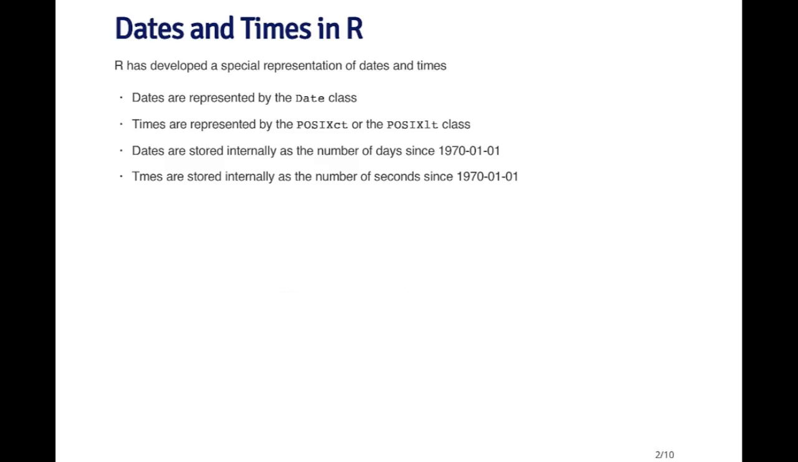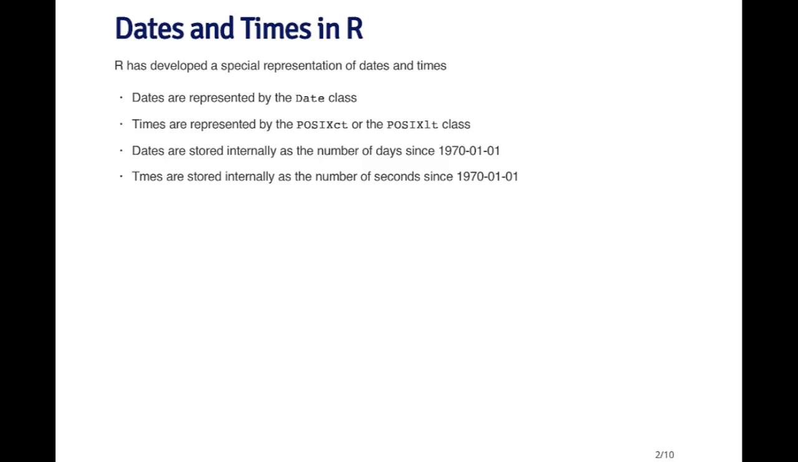So R has a special way to represent dates and times, and they're represented using special data classes. In the past, we've talked about different data types like lists and character vectors and numeric vectors, and this is just another type of data on top of those kinds of classes. So dates are represented by the date class, and times are represented by two separate classes, the POSIXct and the POSIXlt class. Dates basically don't have times attached to them.